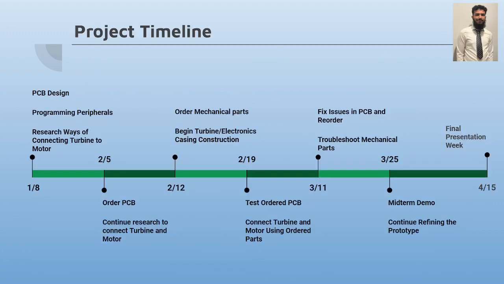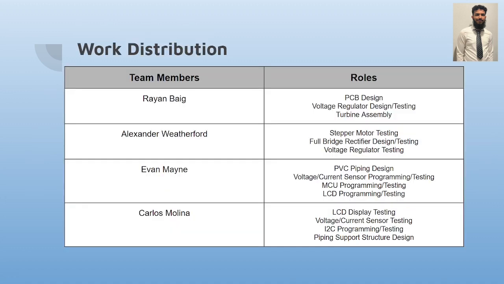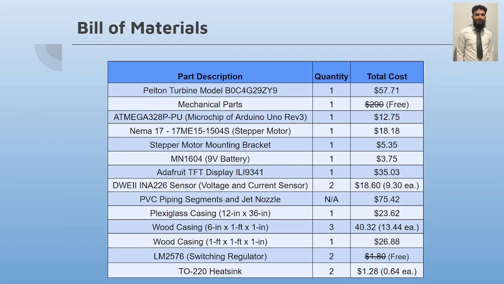This is our project timeline, and we expected to be finished with our overall project by April 1st, but we found that it took one more week than we initially expected. Here is our work distribution table, which shows what each person has done. And here's our bill of materials table.